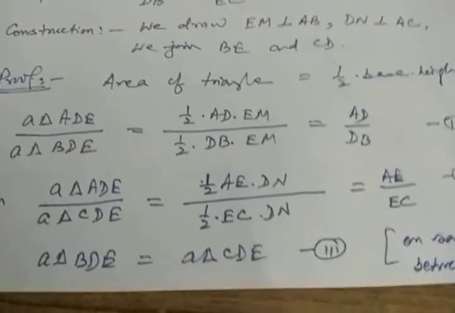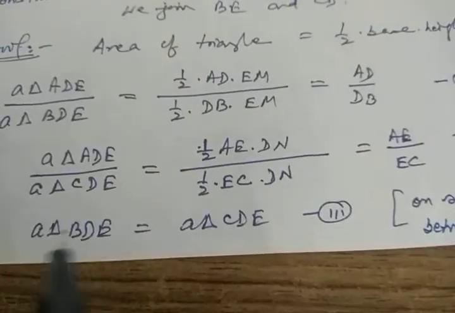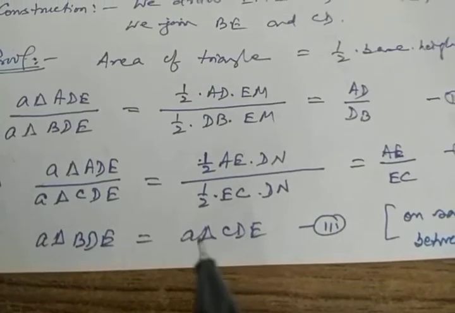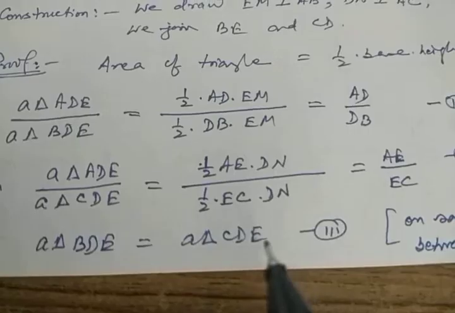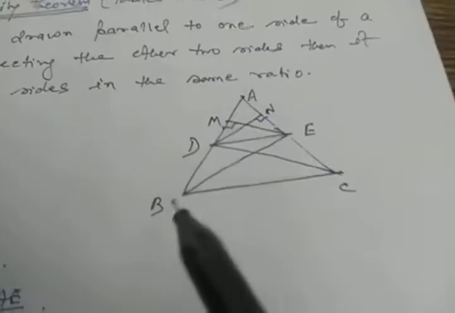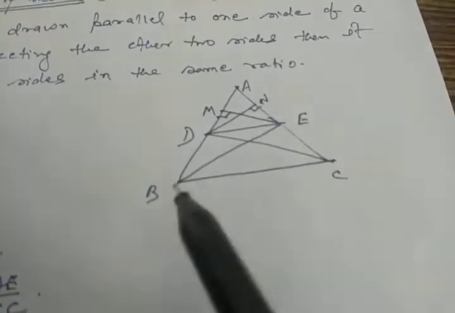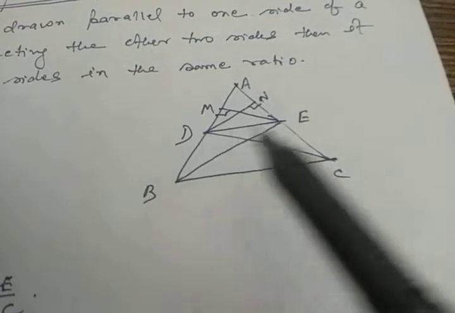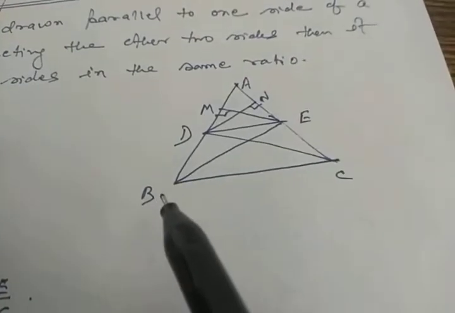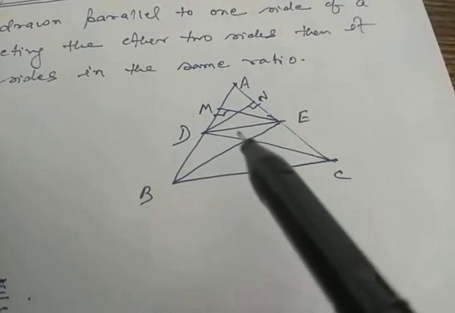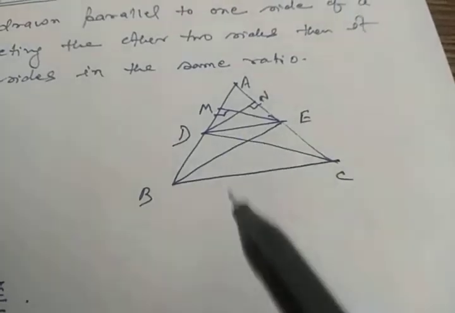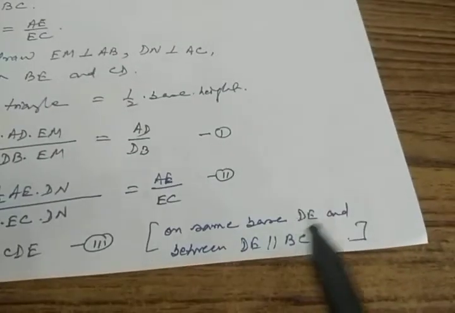Now also the area of BDE will be equal to the area of CDE. Just see the figure. Area of BDE and area of CDE will be equal. Why? As there is a common base DE and they lie between the two parallel lines DE and BC. So we have mentioned here: on the same base DE and between DE parallel to BC. Is it clear? So this is your third part.